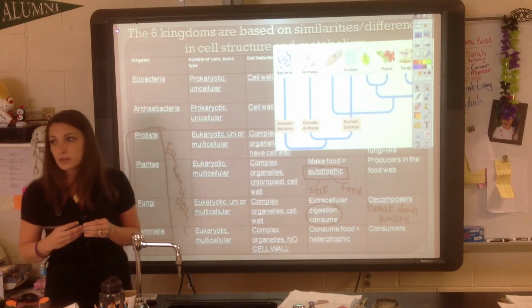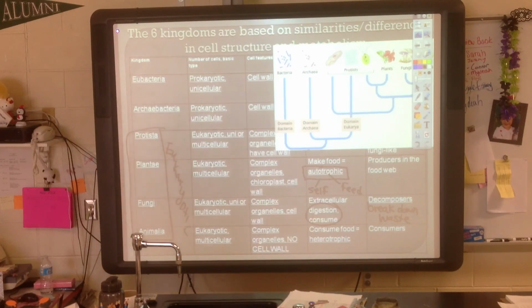And so this is where we're going to stop for today. Please make sure that you've completed this chart and your summary box.